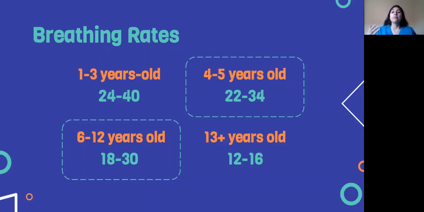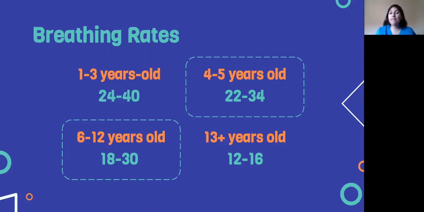You'd count one, and then you'd count it again, and that'd be two. Little kids tend to have way faster breathing rates because their bodies are still growing and getting adapted to how everything's functioning. Now, the older you get, the slower you start breathing.